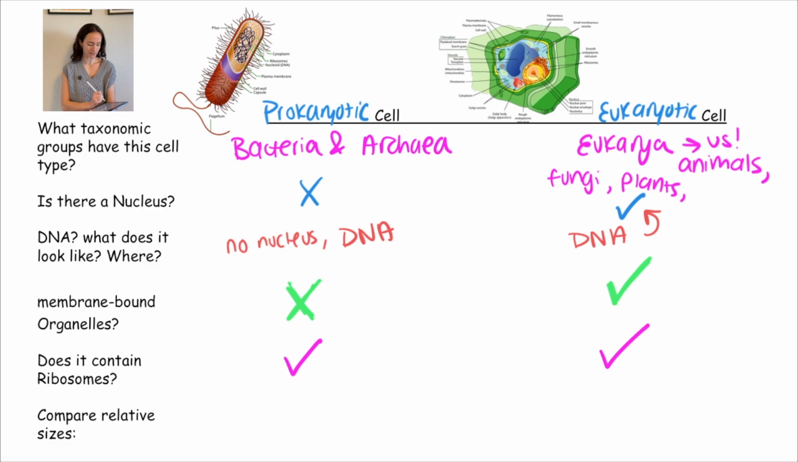And then when we're talking relative sizes, this is very broad and general speaking because the only rule in biology is that there's always exceptions. But generally speaking, the prokaryotic cell type, bacteria and archaea, are smaller, and eukaryotic cells are larger.